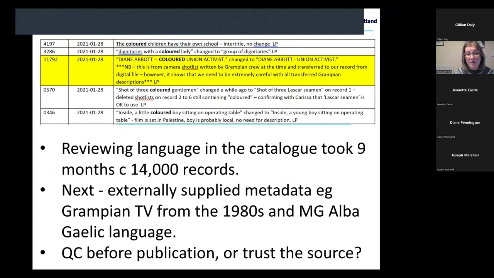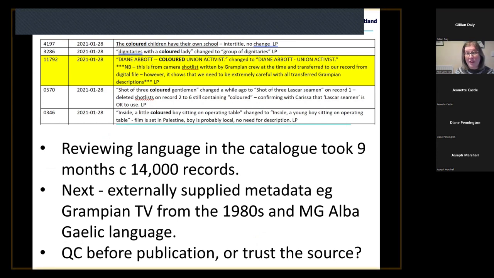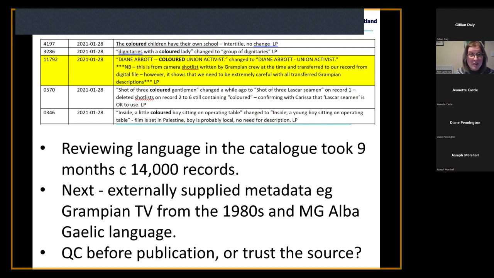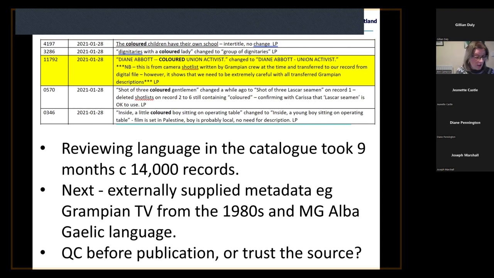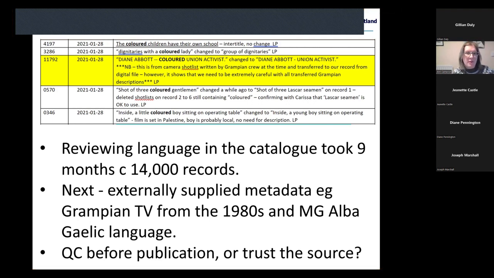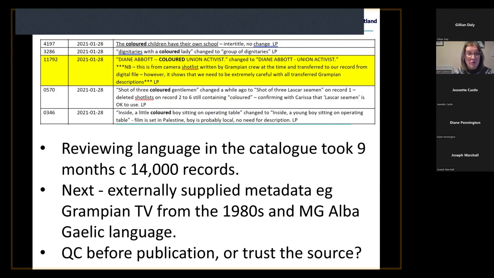You can see here, we've got an example of a big data set that Grampian Television supplied us with, and we took a secondary source material and we just imported all the descriptions into the catalogue. But we also checked them because we weren't sure that they were okay either. And things like this, you can see Diane Abbott, coloured union activist. Now, we would not want to put that in our catalogue if we were writing the description, so we took it out. So I think you've got to watch with external sources as well for moving image.